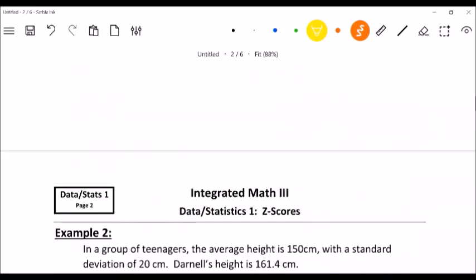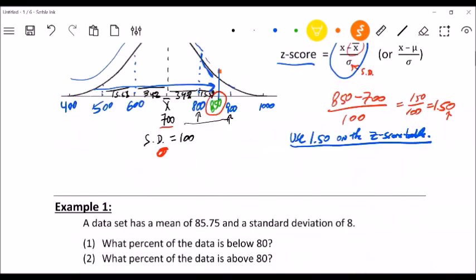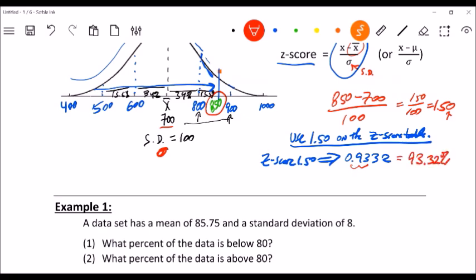Let's go back and write that down. So a z-score of 1.50 leads to 0.9332. Take the decimal place and move it over twice, and so what you actually have is 93.32%, or round that to 93%. So we would say 93% of the data is below 850.